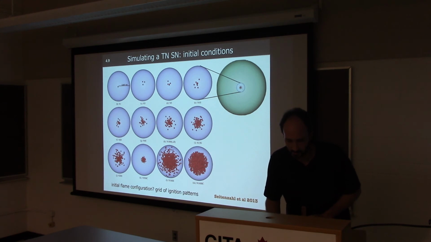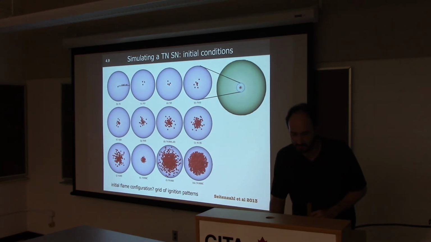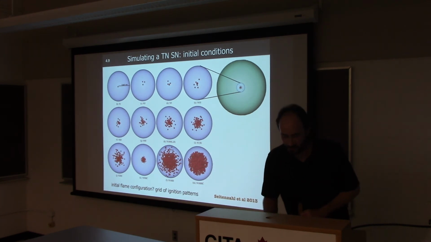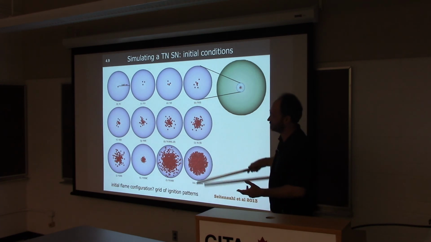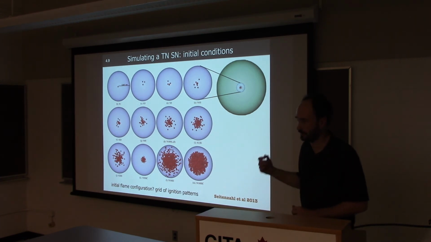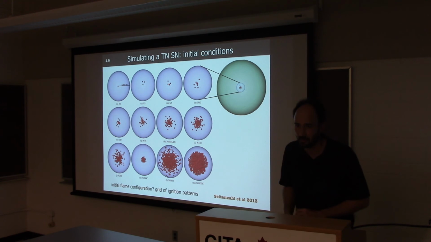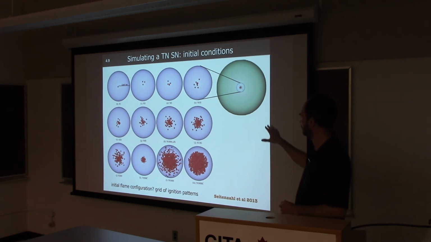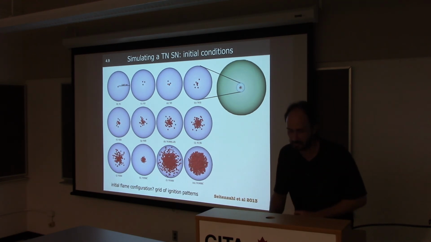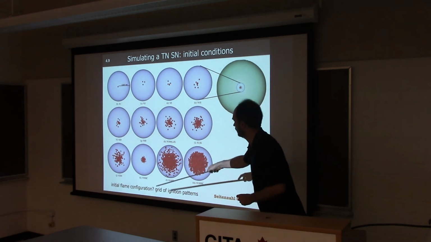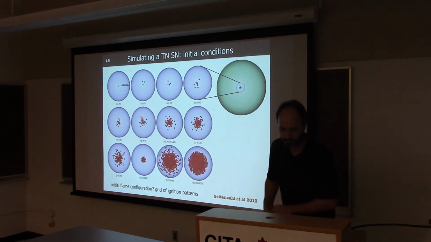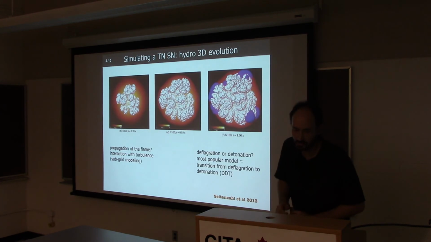And so I'll go fast, but how do you do a thermonuclear explosion? You have to ignite the thing, and so that has to be parameterized. So they did a grid of 16 models, 16 different ways to start the burning at the center of the star. And we are going to use one here, which gives the yields of nickel that are the most promising.